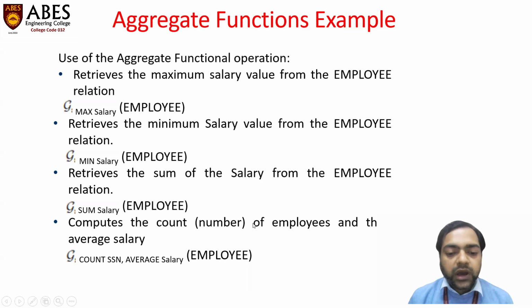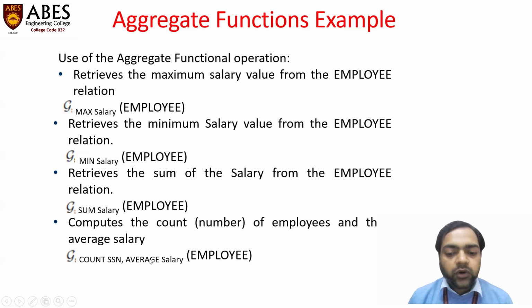If we want to count the number of employees and their average salary, we can do that also. We will use employee as the relation. This is the symbol for aggregate function. First of all, we want to count the number of employees. So count, and we have used SSN, but we can use any attribute name here, because if we want to access the number of tuples in a relational database or in a particular table, every column has the same number of tuples, right? So we can use any column here.